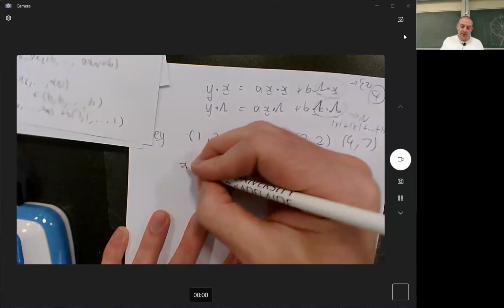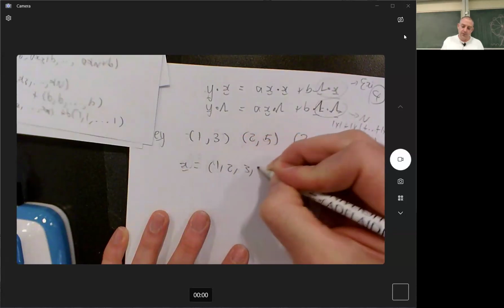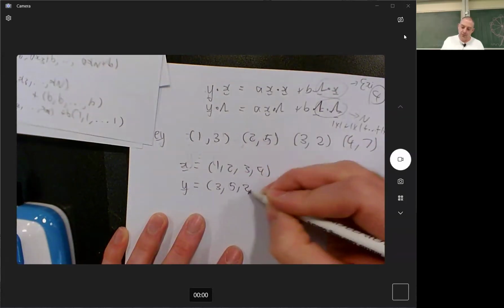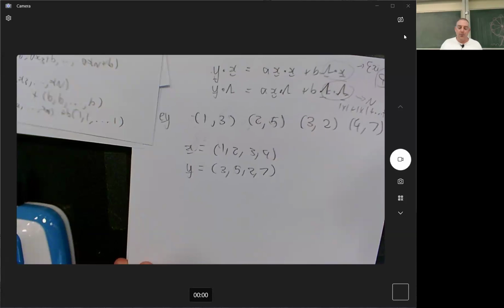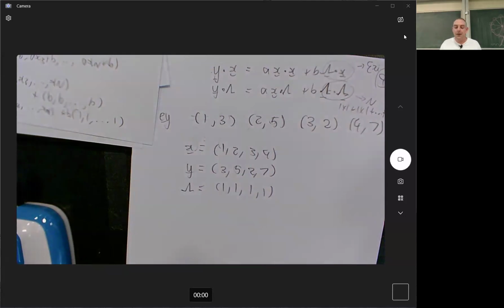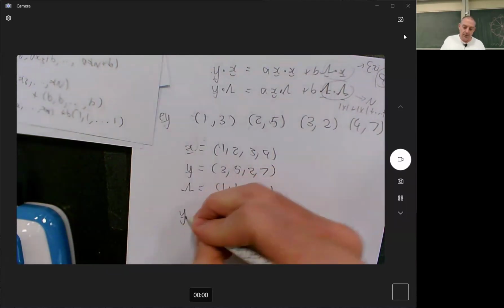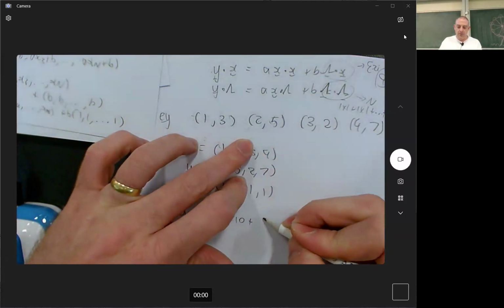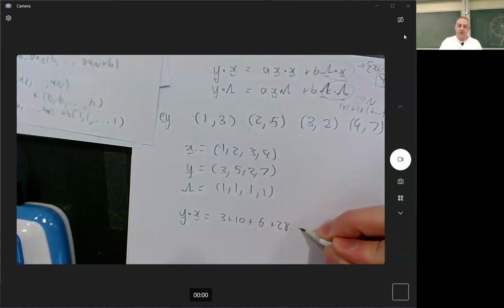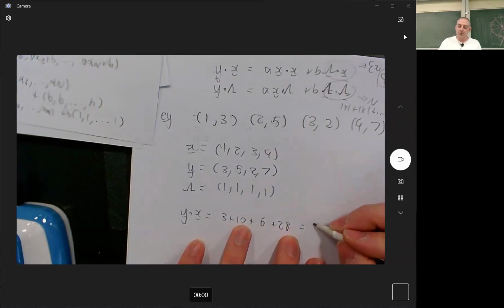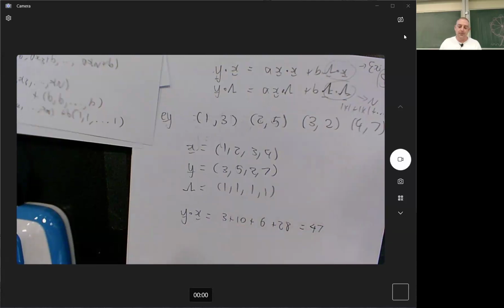So this means that the vector x would be 1, 2, 3, 4, and the vector y is 3, 5, 2, 7. And we know just for our things, the vector lambda is always 1, 1, 1, 1. Good with that. And so y dot x is 3 plus 10 plus 6 plus 28, which is 38 plus 9, which is 47. Sure. It wasn't going to be pretty, I just made up a number.